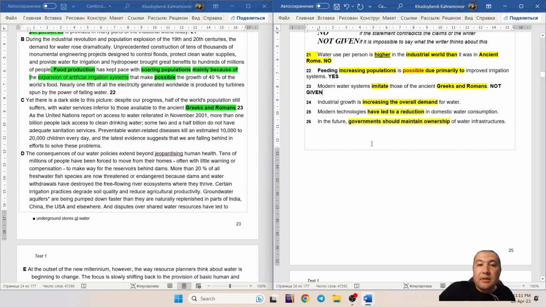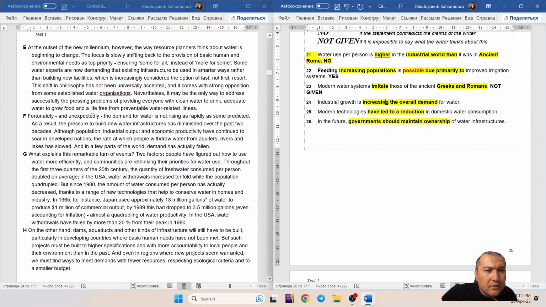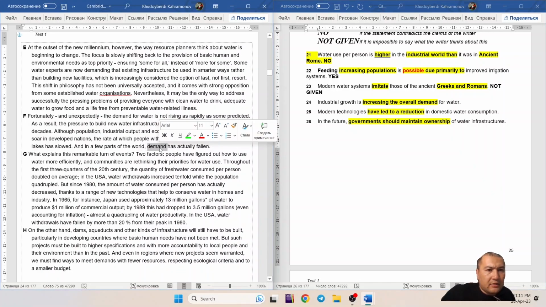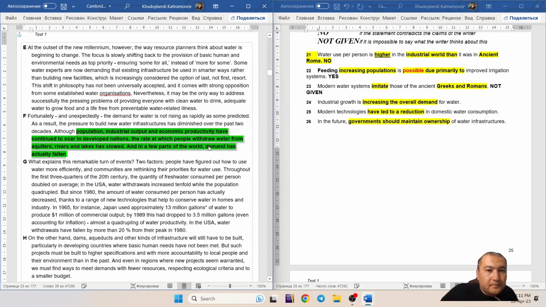Okay, the next one, industrial growth is increasing the overall demand for water. So it's increasing overall demand. So let's skim for the words overall demand. Demand, overall demand. Yeah, here we have the word demand, overall demand. I think it should be here. Let's figure out. The industrial output, economic productivity has continued to soar. Yeah, soar in developed nations.